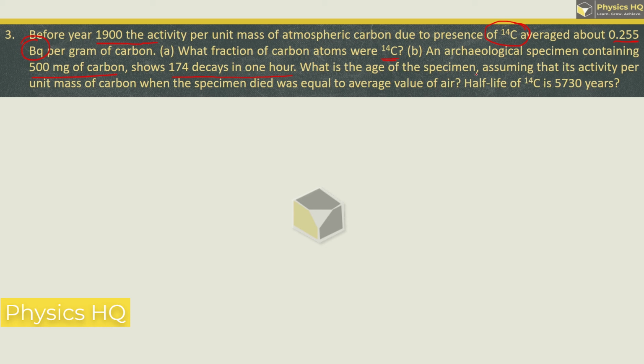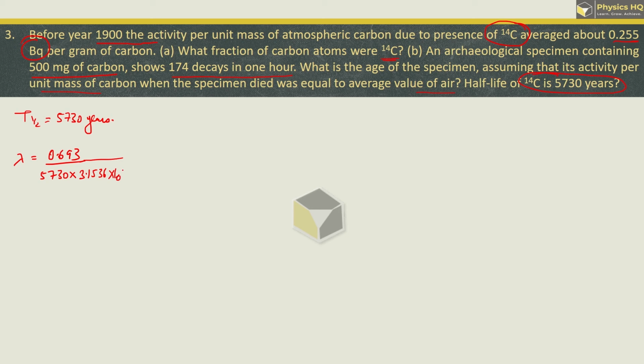What is the age of the specimen? Assuming that its activity per unit mass of carbon when the specimen died was equal to the average value of air, and the half-life of this is given as 5730 years. So we got half-life as 5730 years. We can find the decay constant, 0.693 divided by 5730. We can convert this into seconds by multiplying by 3.1536 into 10 raised to 7.